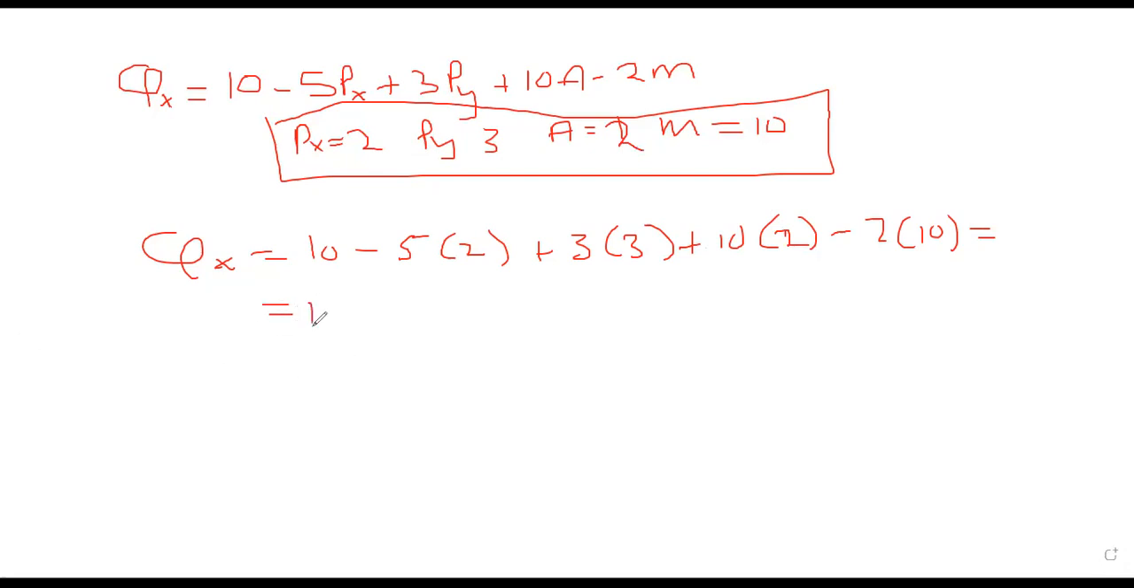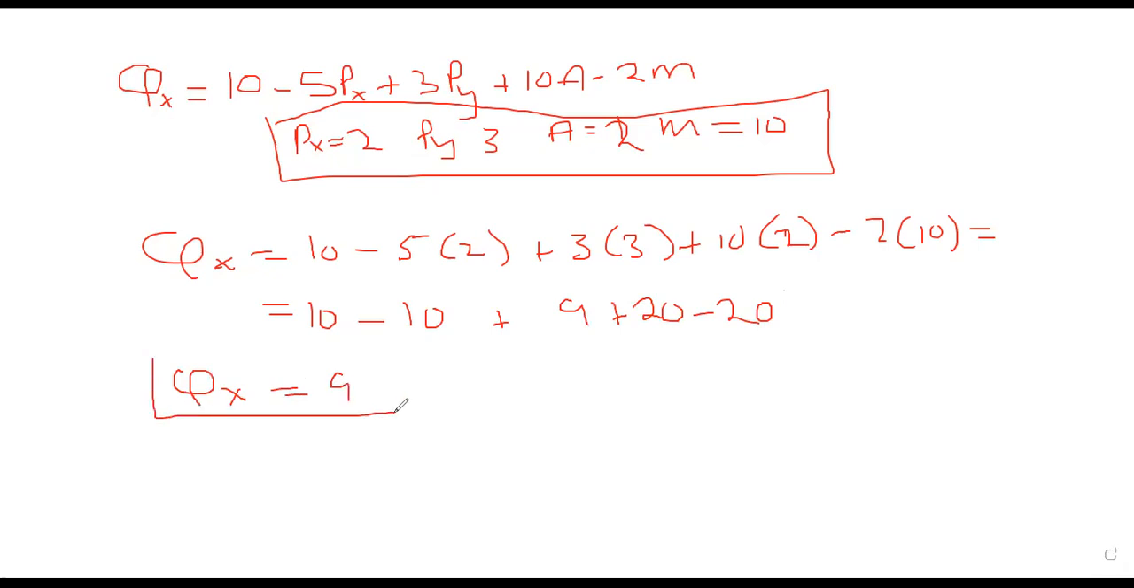So let's say this is 10 minus 10 plus 9 plus 20 minus 20. So our sales figure will be what? 9. All together so far?